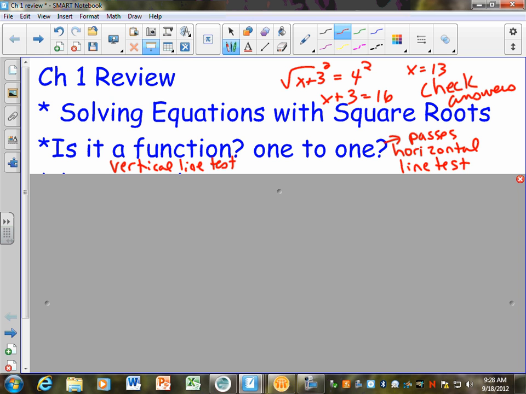Which means drawing horizontal lines, none of the y values repeat themselves. That means that this function also has an inverse that is a function. So make sure you're aware of those things. I could ask you to explain something. Explain to me what a function is. Explain to me what one-to-one is. Explain to me what the horizontal line test is. Those are all questions that I could ask you to write out the answer to.